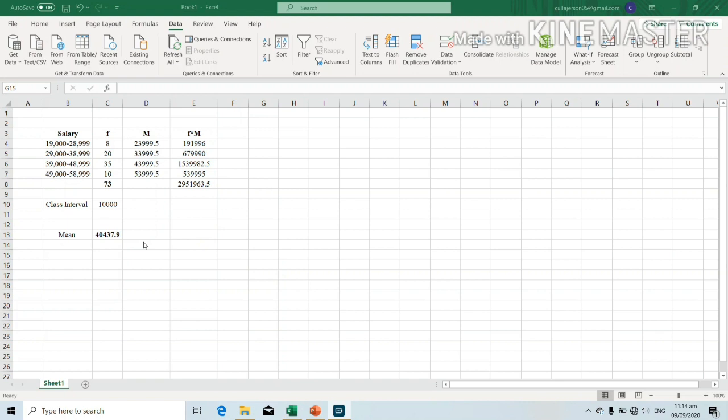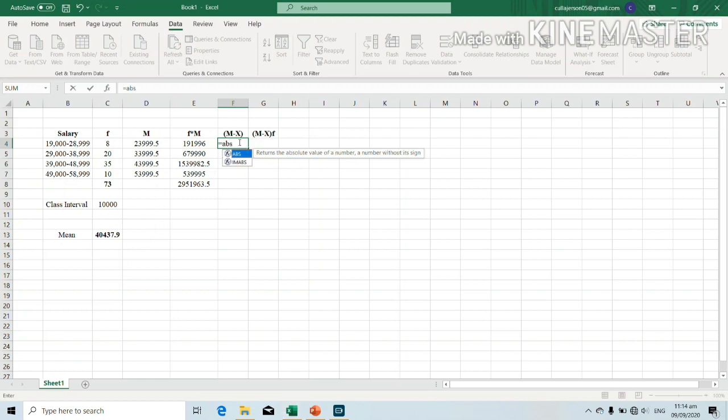So, unahin natin si average deviation. Yung formula natin, summation ng absolute value ng class mark minus mean times the frequency over N. Una, kunin muna natin yung class mark minus mean o yung the difference. Ito ay absolute value. Then, i-multiply natin siya sa frequency. So, equals absolute value ng m minus the mean.